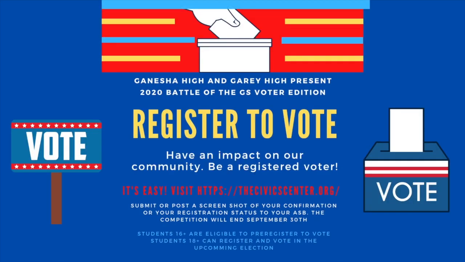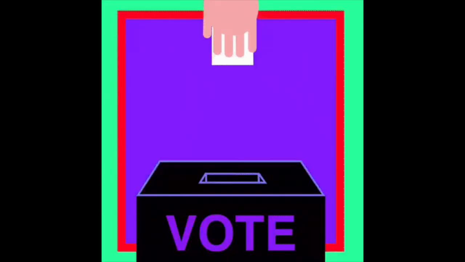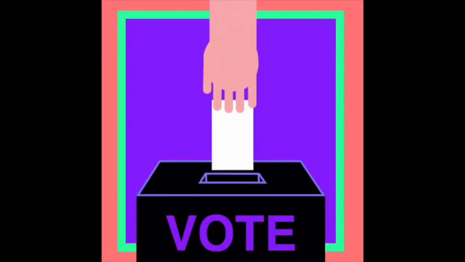Vikings, your votes matter. Ganesha and Gary are coming together for a 2020 Battle of the G's voter registration edition. Did you know you could pre-register to vote as young as 16 years old? If you are 16 or older, please visit the website on the screen, submit a screenshot to our DMs at GaryHighASB or tag us. If you do not have Instagram, check Google Classroom for a Google form to submit your screenshot. Be sure to ask your English teacher and history teacher if they are offering extra credit. Happy voting.